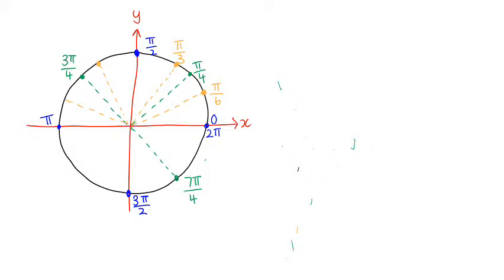Any ideas? All the yellows are divided into six pieces. So you got 1/6, 2/6, 3/6, 4/6. How do you simplify 4/6? 2/3. So you got 2 pi on 3. Right?